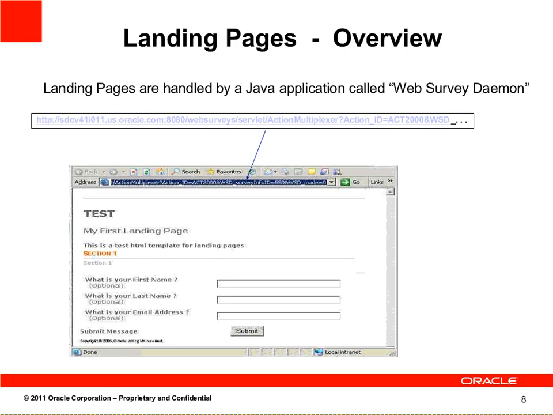For those of you familiar with Email Marketing Server, you know that there are other daemons like ESD, Email Sending Daemon, or CTD, Click-Through Daemon, and Bounce Handler Daemon. And now this one, the WSD, is a new component that is part of the email marketing server, and it's the one that is going to handle the landing page.